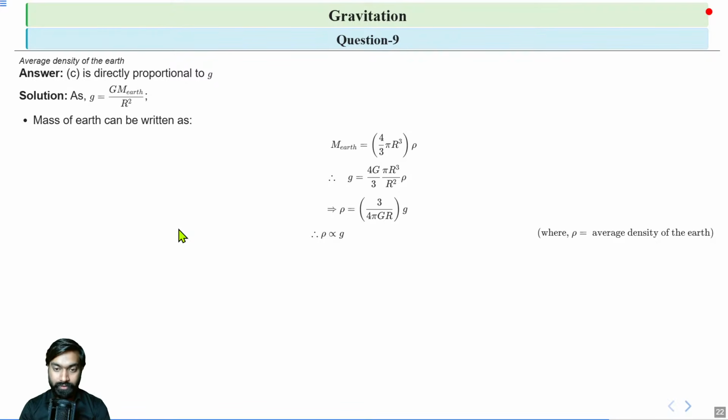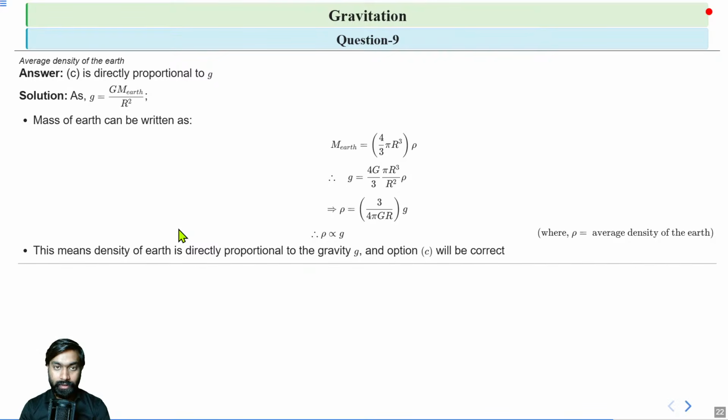So we can see C option is correct, and the density of earth is directly proportional to the gravity g. Okay everyone? Yes or no? Any doubt? Alright.